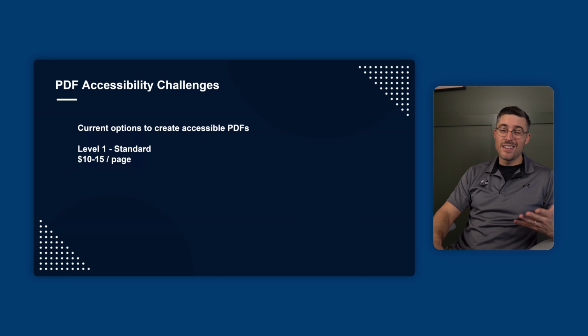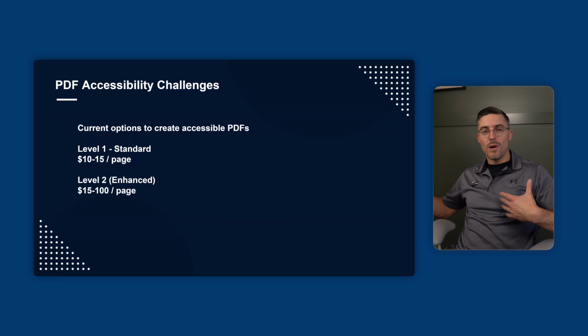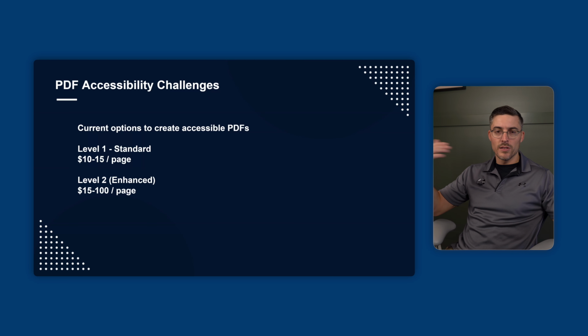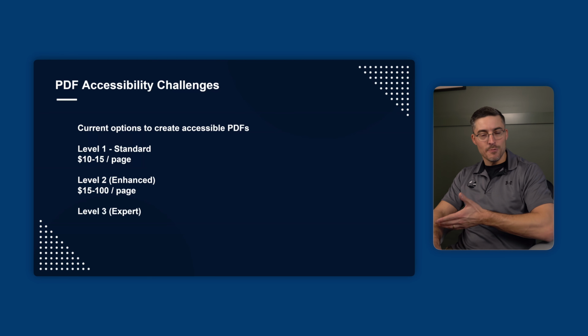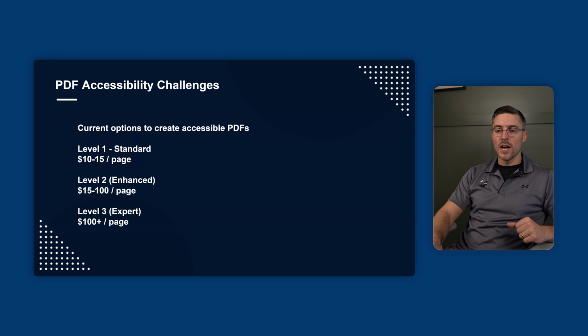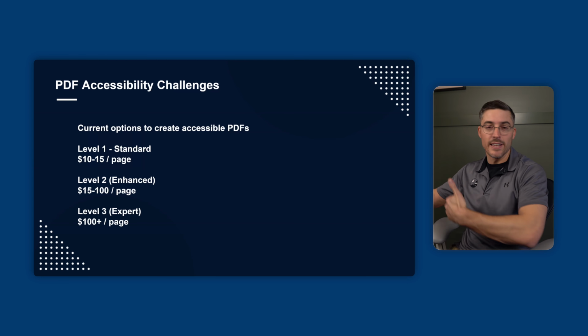You're costing about 10 to 15 bucks a page. Enhanced, so if you have more graphs, tables, images, things like that, you would want this level 2. That would have cost you $15 to $100. And then expert, like getting forms prepared and whatnot, $100 a page. Super expensive, or you're doing it yourself and it's taking a lot of time and you're paying the people to do it and it's taking a long time.